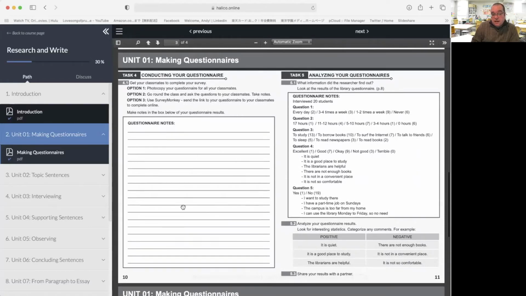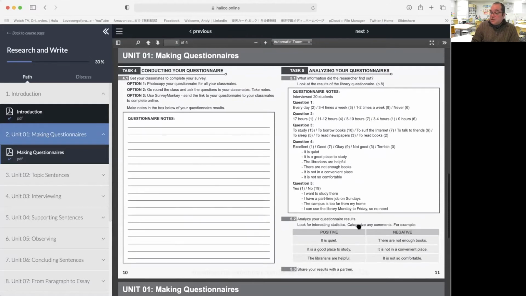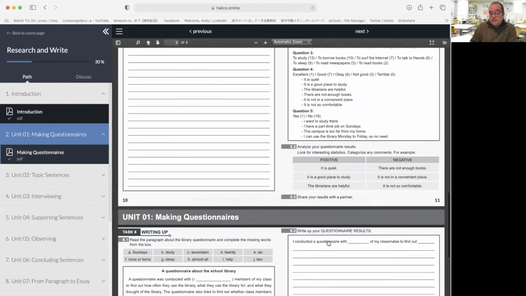Students then collect their responses, and there is an example of different responses to the library questionnaire and possible categories that could emerge from data analysis. Something very simple for students. What were the positive comments about the library, and what were the negative comments?